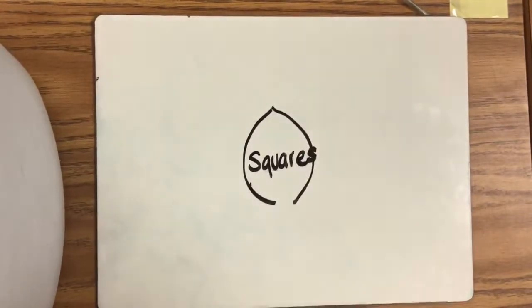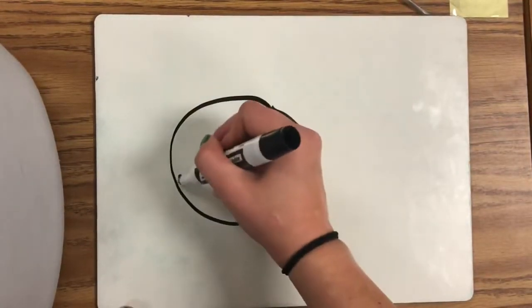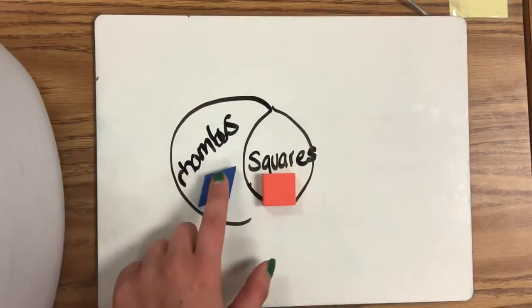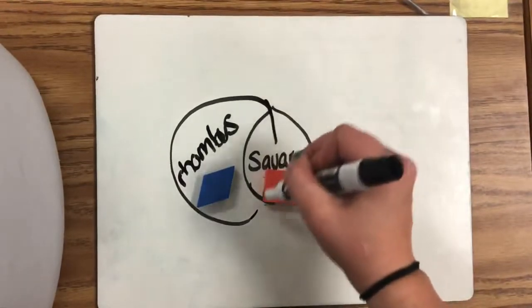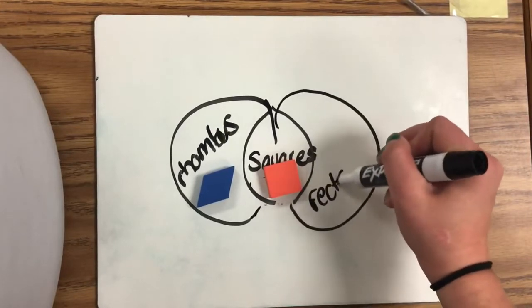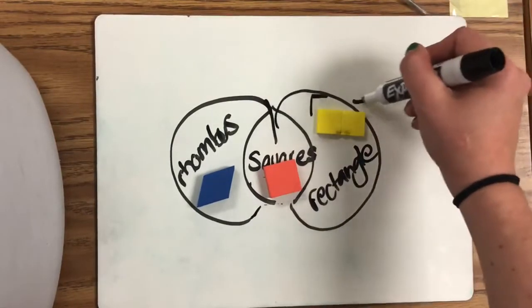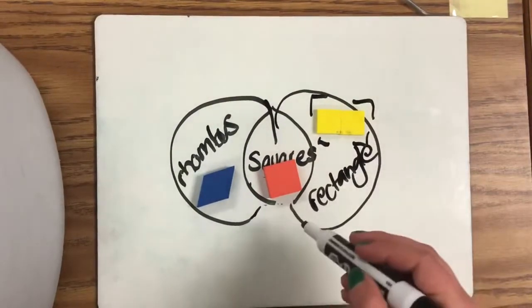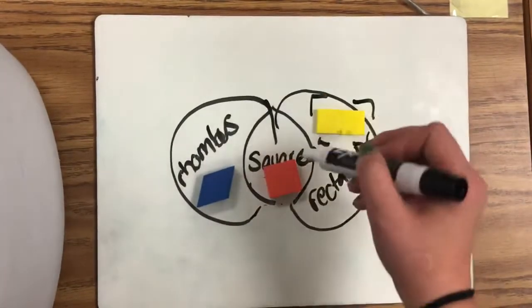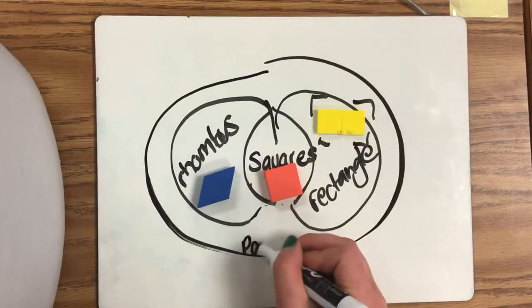And squares are both a rhombus because we have 4 equal sides, right? So squares are a rhombus, and they're also a rectangle because they have those 4 right angles, right? So squares are both a rhombus and a rectangle. But then rhombuses, squares, and rectangles are all parallelograms.